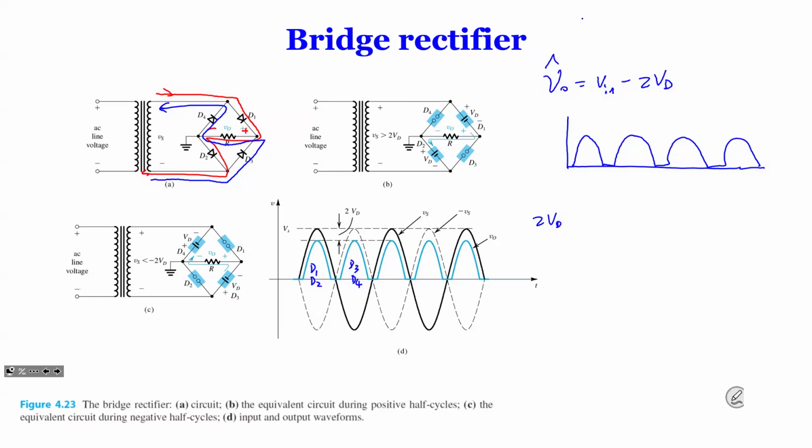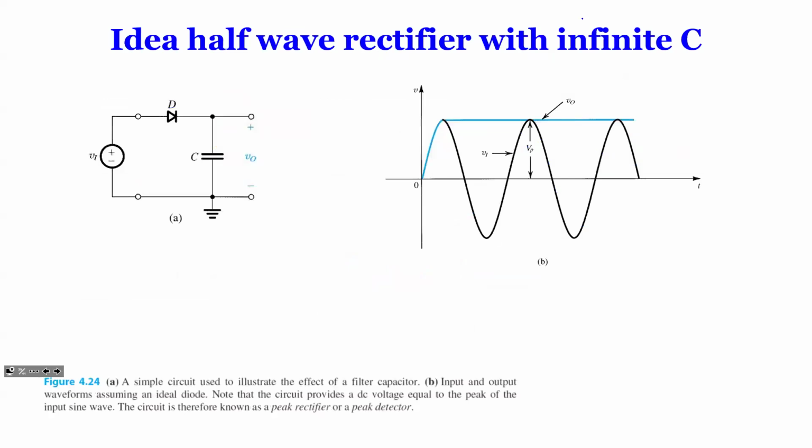Well, ideally, this has 60 hertz. It means DC is kept and AC is gone. So we really need to have a low pass filter. And for a low pass filter, you get a C. One of the best ways is simply to connect a capacitor. So this is one example.